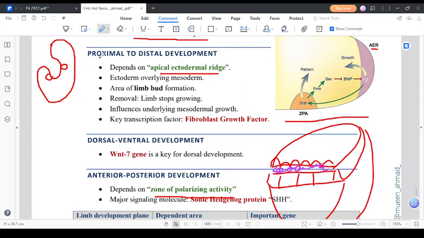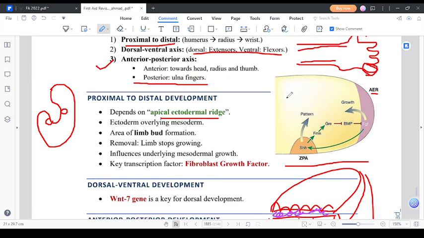So proximal to distal development means, suppose we are talking about this development moving from the humerus towards the wrist, or the limb bud that has emerged from the embryo, now it is moving from the proximal to the distal end. So how is that taking place? It depends on the apical ectodermal ridge, because for the lengthening of the limb, we are dependent on the apical ectodermal ridge, or AER. It is ectoderm overlying the mesoderm, in the area of limb bud formation. Removal will lead to the limb not growing. So if we remove the AER, the limb won't grow.